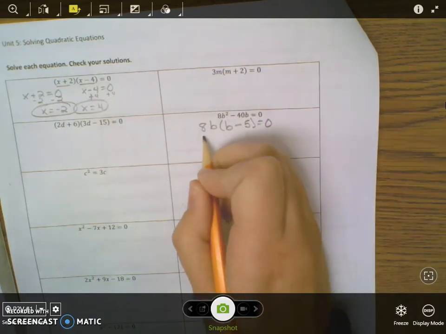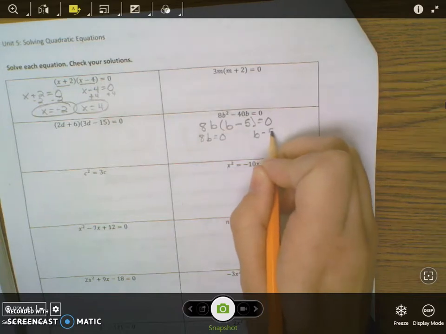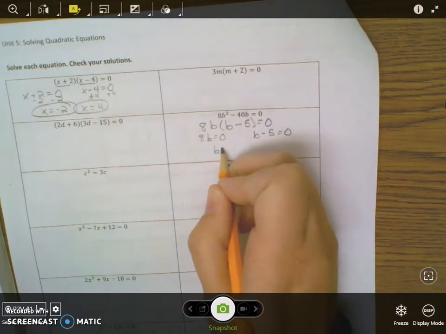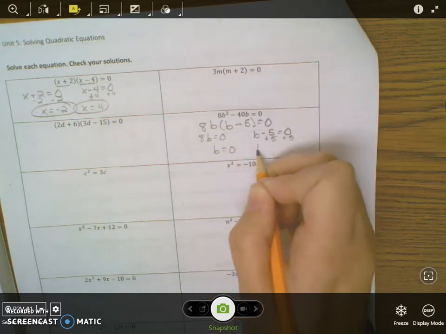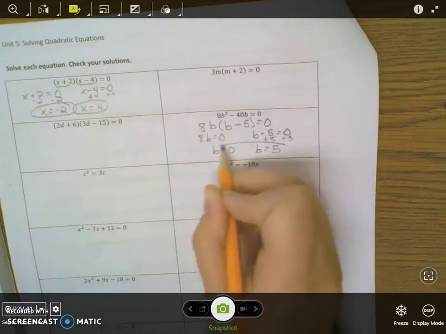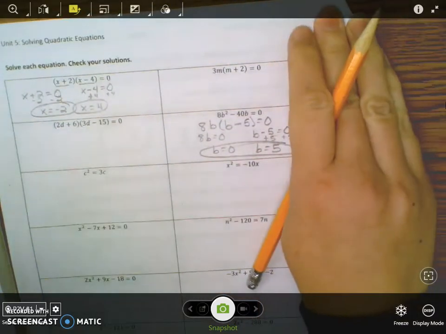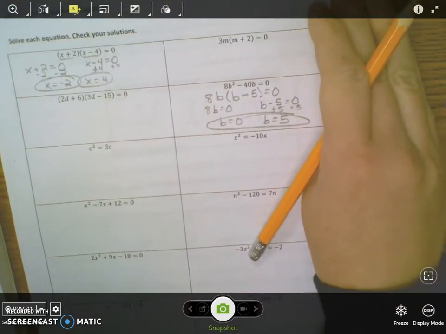So then that means that either 8b equals 0 or b minus 5 equals 0. If this is the case, b equals 0, and if this is the case, then b equals 5. So those are my two solutions. That's what I'm looking for. Okay, let's try a couple more.